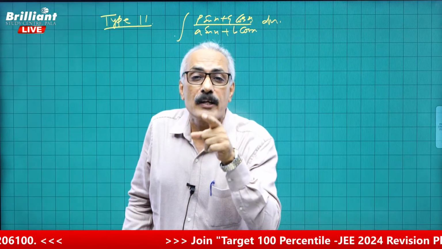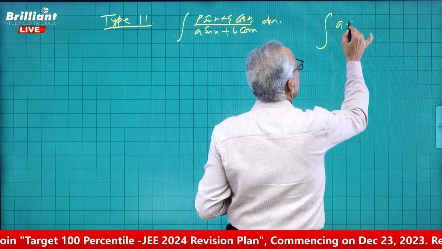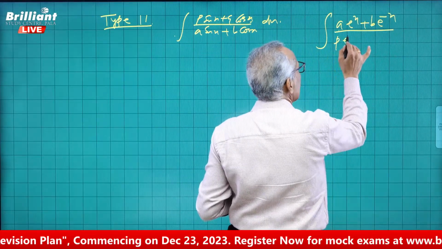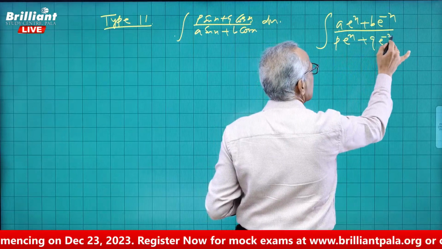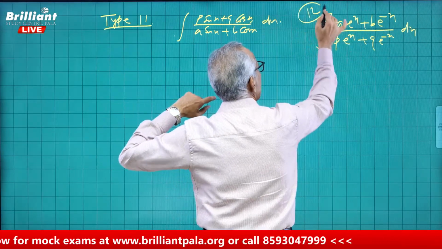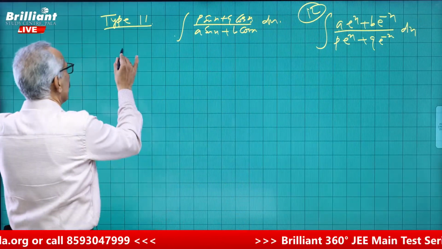A raised to x and e raised to minus x. So, whenever you have some a e raised to x plus b e raised to minus x divided by some p e raised to x plus q e raised to minus x, apply the same method. So, you can take it as type number 12. But the method is the same. I'll solve a question quickly.